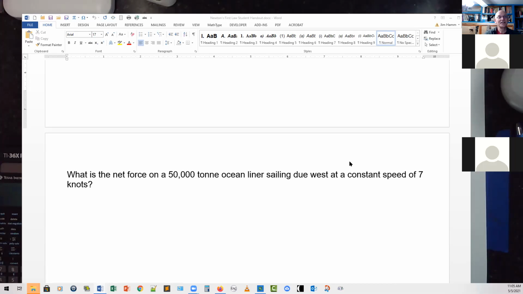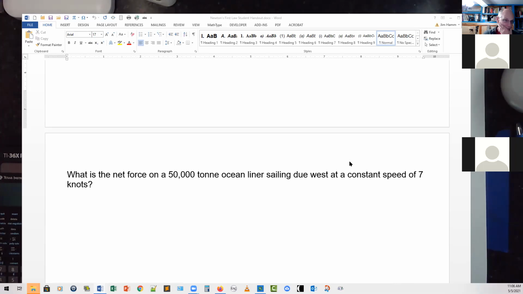Wouldn't acceleration be zero because it's just constant velocity? Yes, it's got a constant velocity. It's going in a straight line at constant speed, so there is no acceleration. And remember, acceleration is the net force divided by the mass. If the acceleration is zero, it doesn't have a mass of zero, but the net force has to be zero. So, because it has no acceleration.